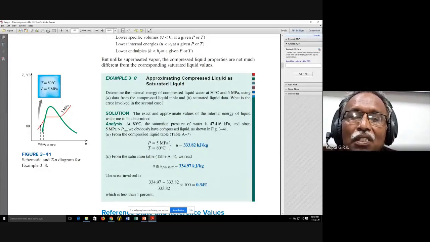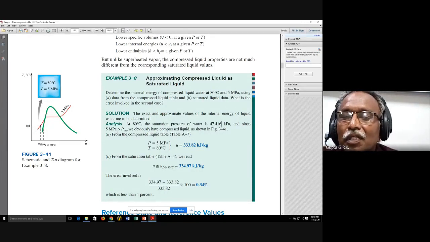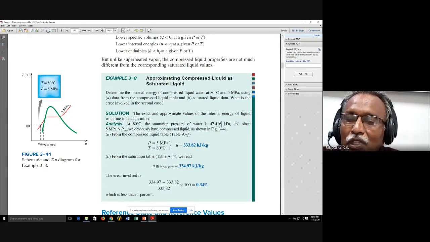How can you find out this P sat? You have to go to the saturated tables and see the saturation pressure corresponding to this particular temperature. You can find it from the tables as 47.416 kilopascals. We compare these two pressures. Because this pressure, 5 megapascal, is very high, it is obviously compressed liquid. Then go to the compressed liquid table, which we have seen already.